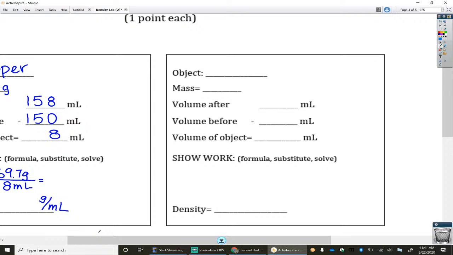So whenever you're ready, you can start copying down the data for the next one.